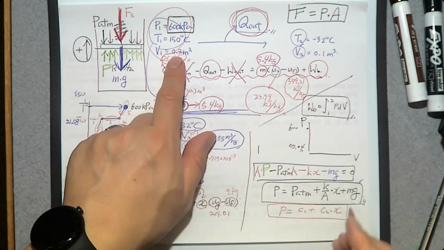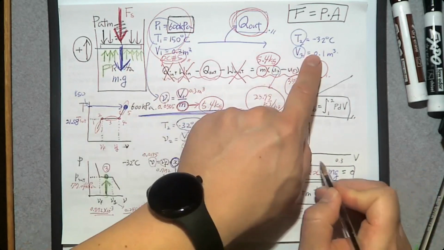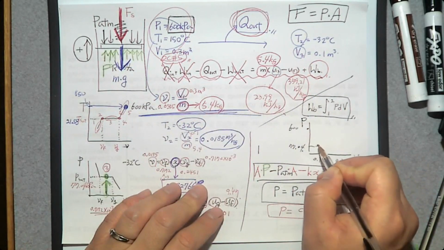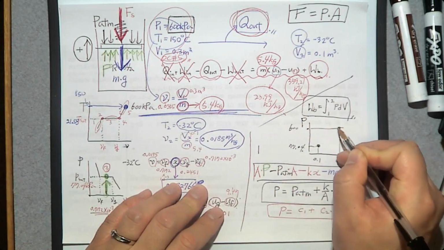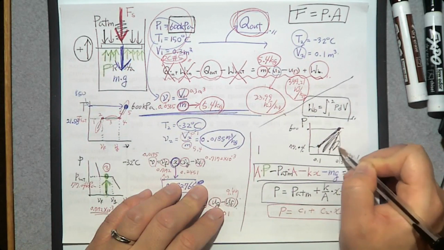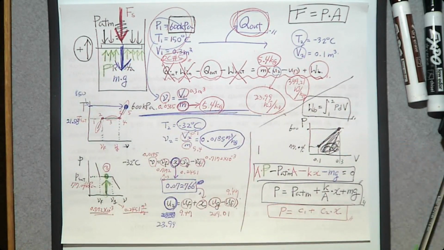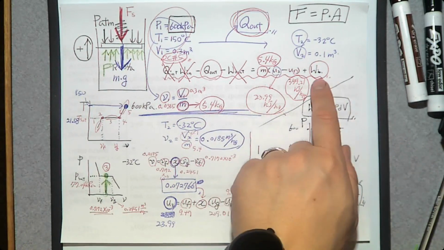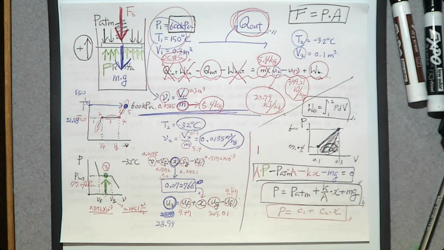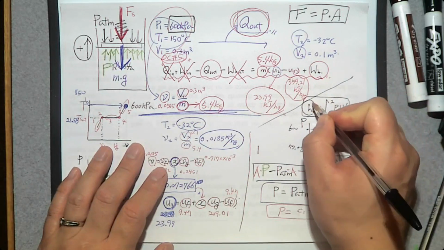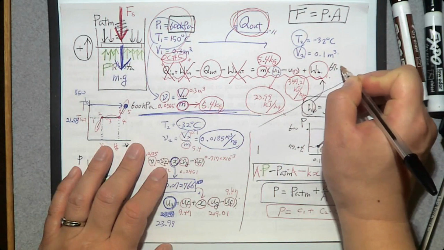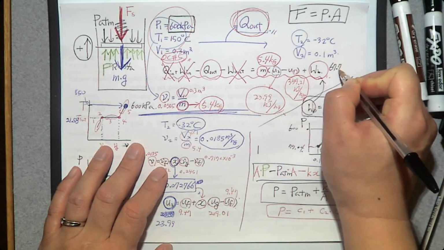And what is the initial volume? 0.3. What is the final volume? 0.1. So this is the final state, and this is the initial state. We have a straight line. Can you determine this area? Yes, you can. You know how to calculate this area, right? This one plus this one, divided by 2, times this one, right? So that's how you determine WB. So if you do that, the area is going to be 67.704.